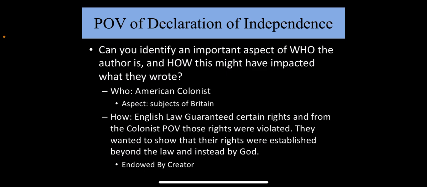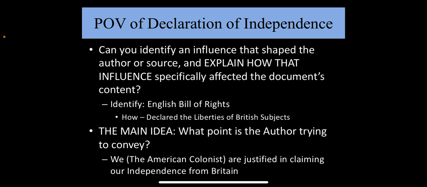The second question on HIP is, can you identify an influence that shaped the author or source and explain how that influence specifically affected the document's content? So identify the English Bill of Rights. You could also identify just the Enlightenment in general, and the works of, maybe you can do Thomas Paine and Common Sense specifically. Whatever is fine. Just identify what influenced the author or the source.